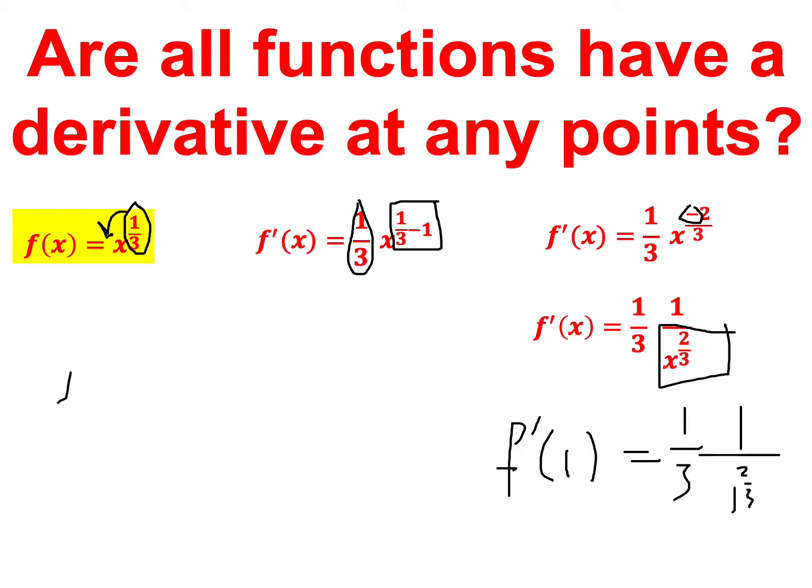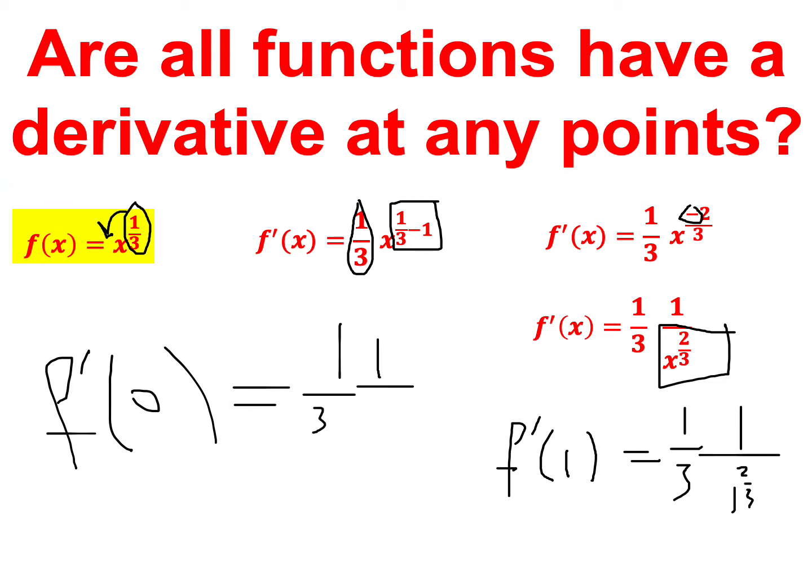But can I find f prime of 0? If I replace here, I'll get 1 over 3 multiplied by 1 over 0. That means there's a problem here. That means f prime of 0 does not exist, which means this function is not differentiable at 0.